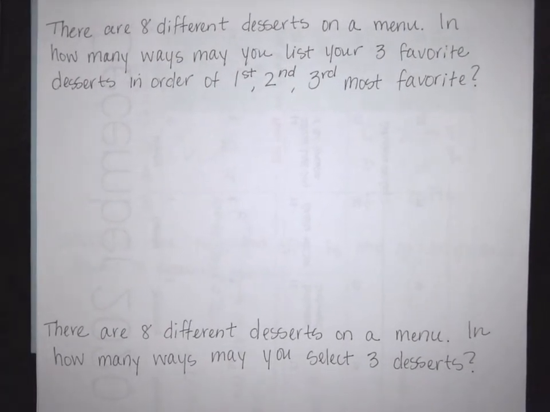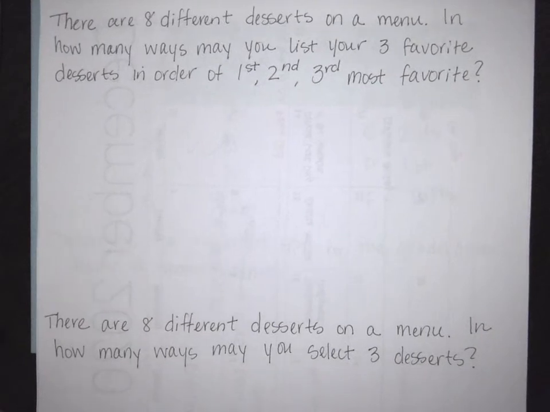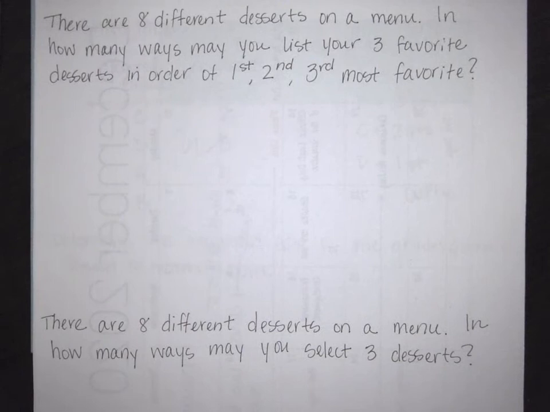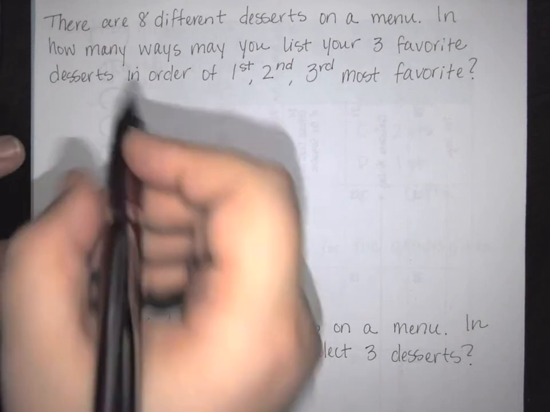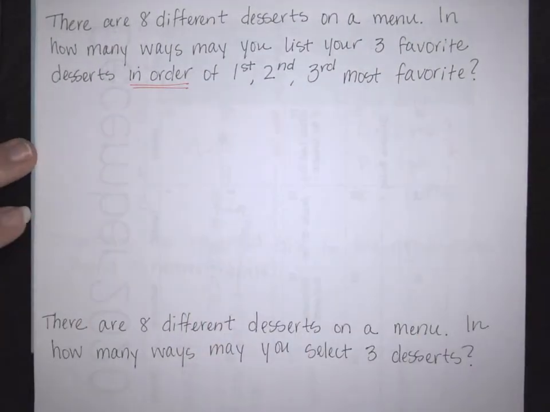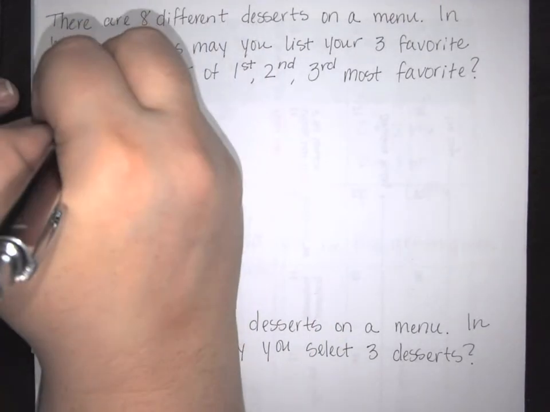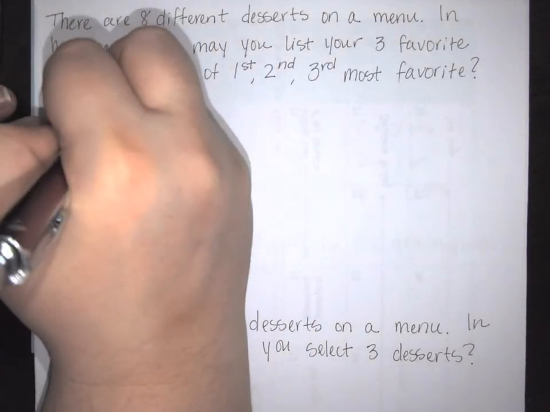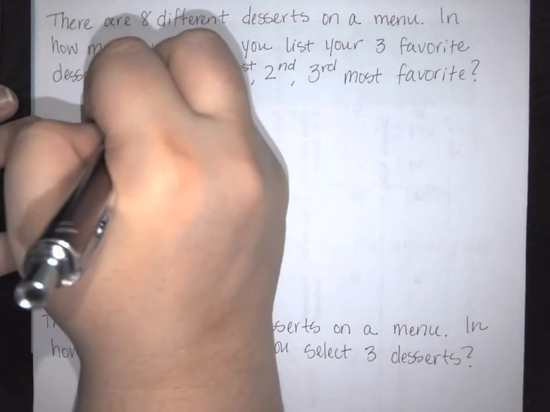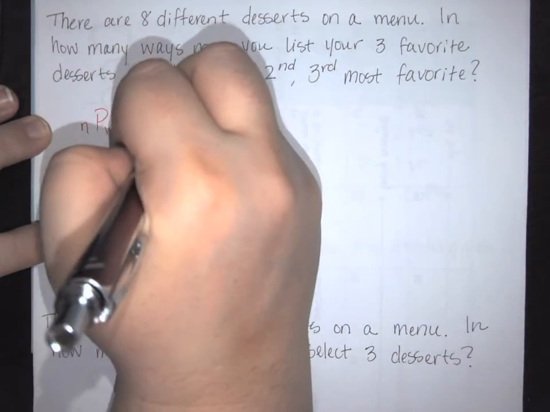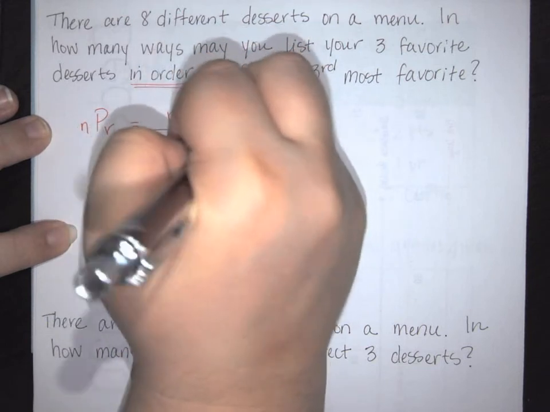Now these problems are going to be more of permutations. So if I have 8 different desserts on a menu, I want to know how many ways I could list my 3 favorite desserts in order. So the in order part is really important. This means we're doing a permutation. A permutation has a formula nPr, which is going to be n factorial over n minus r factorial.